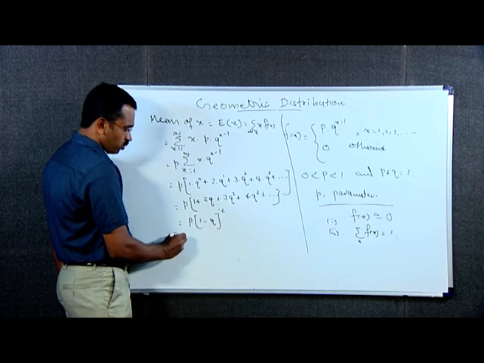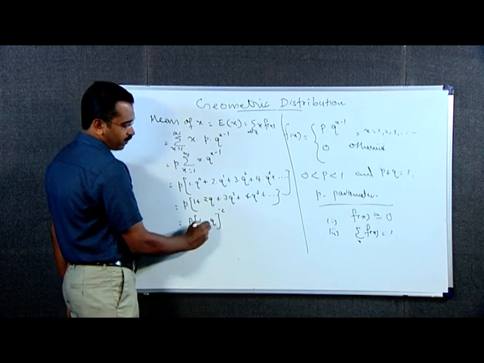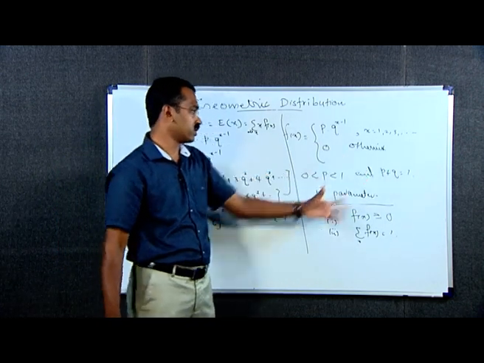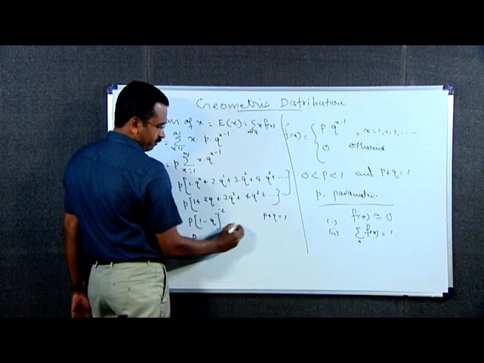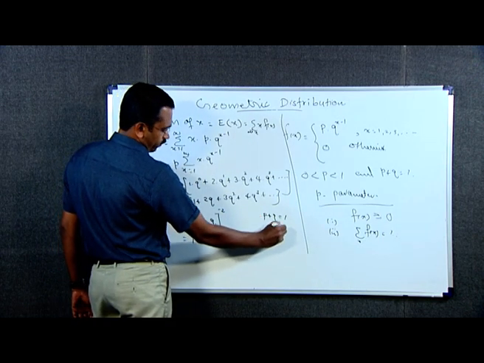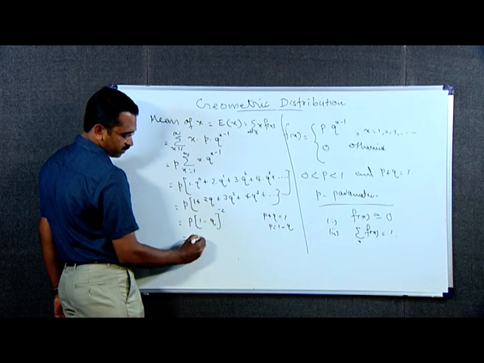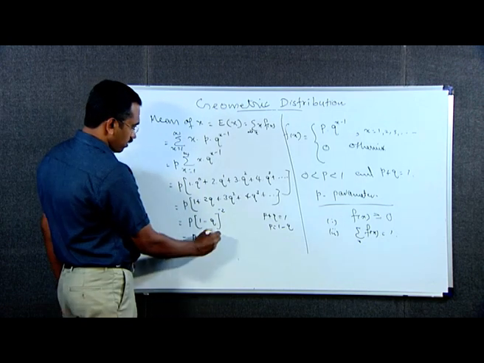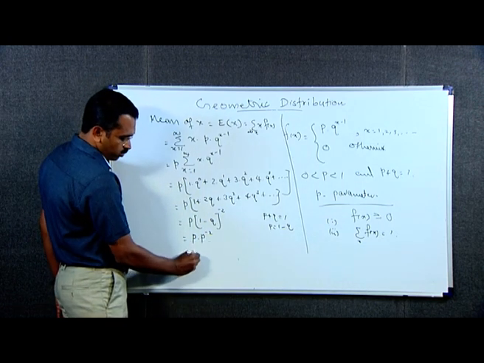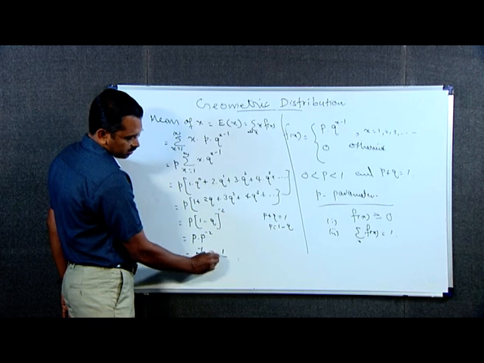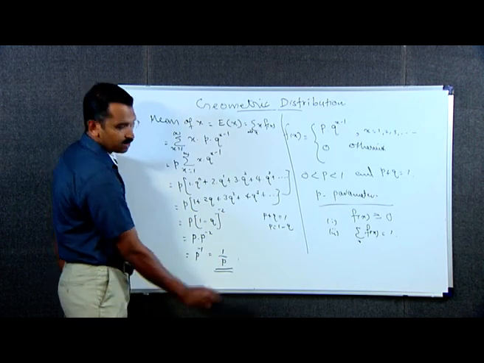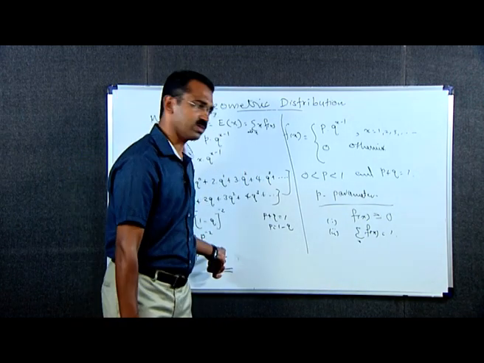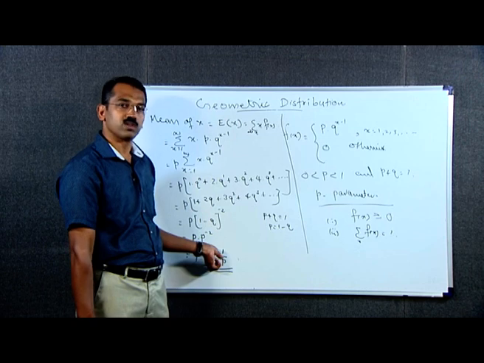Therefore, this is equal to p into, here p plus q is equal to 1 is the condition. Therefore, we can write p equal to 1 minus q. That is, 1 minus q is p. Therefore, p into p raised to minus 2 is equal to p raised to minus 1, that is 1 by p. This is the arithmetic mean of the geometric distribution. That is, the arithmetic mean is the inverse of the parameter p.